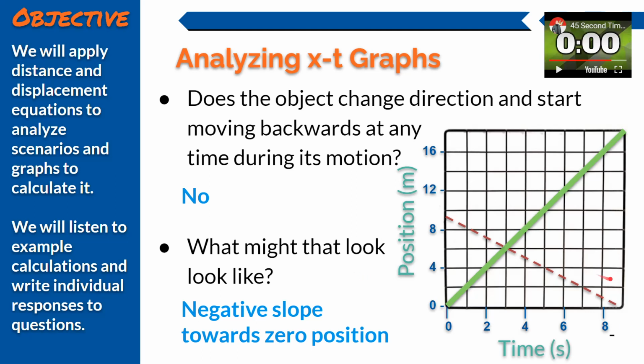It might be that it went forward and then backwards, or if an object just went backward the whole time, it would look like that. So again, the slope matters. If you have a positive slope, you're moving forward. If you have a negative slope, you're moving backwards.